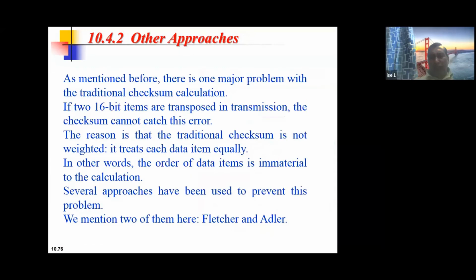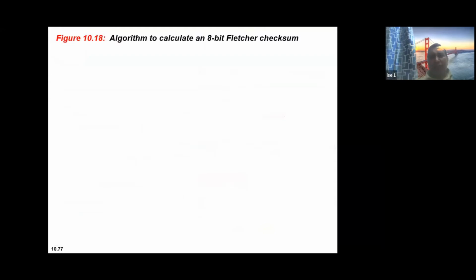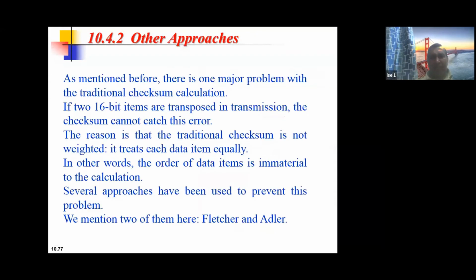Now, there are two other methods. One is called Fletcher method, and another method is called Adler method. So I'll be discussing only Fletcher method today. Adler you can do yourself because it's very similar.